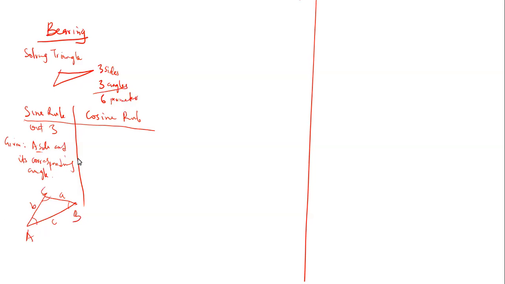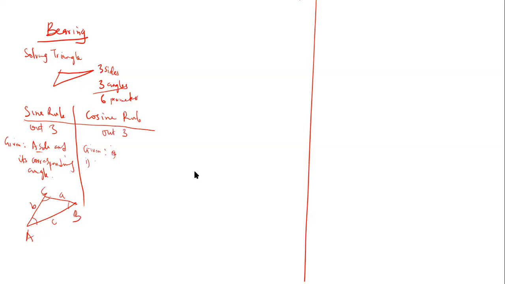So for cosine rule, this is the major thing. Out of the 3 parameters that they are going to give us, what are those things that they must give us? We have 2 different ways. One, it could be that they will give us 2 sides and the included angle. What do I mean by included angle? I'm going to explain it.